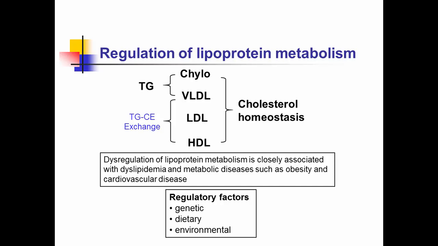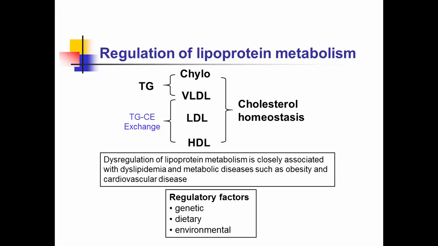And these three lipoproteins also involve so-called triglyceride cholesterol ester exchange in the circulation. And all these four different types of lipoproteins are involved in the regulation of cholesterol homeostasis, although the LDL and HDL play the most important role, right?